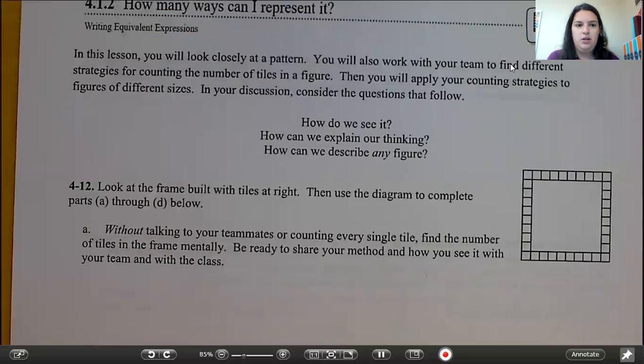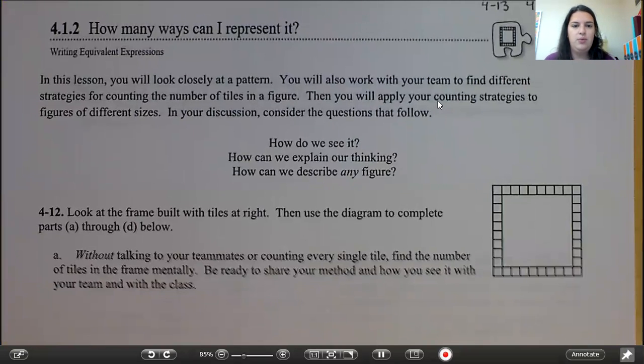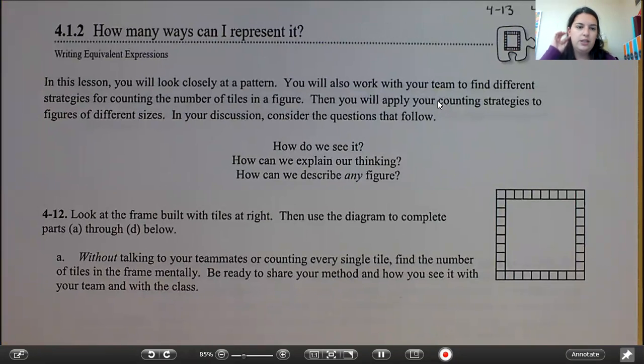Okay, hi everyone. I am here with your 412 lesson. It is titled, How Many Ways Can I Represent It? Writing Equivalent Expressions. Please follow along as I read your introduction.